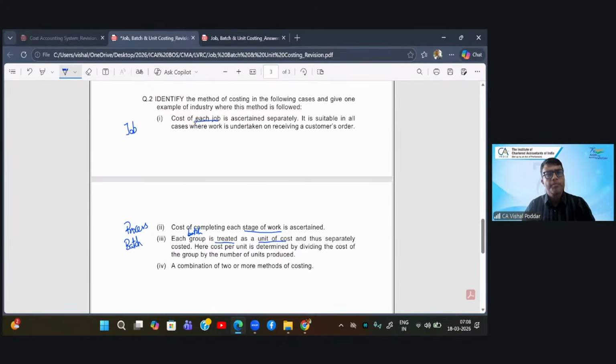And at times, in certain products, you have to combine two or more methods like batch plus job, process plus job. So where two or more methods are combined, it is called multiple costing. So if at times you have to combine two or more methods of costing for one product only, it is multiple costing. So this is the answer for this particular question.